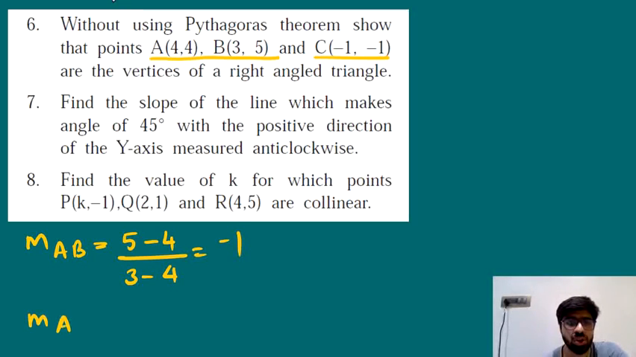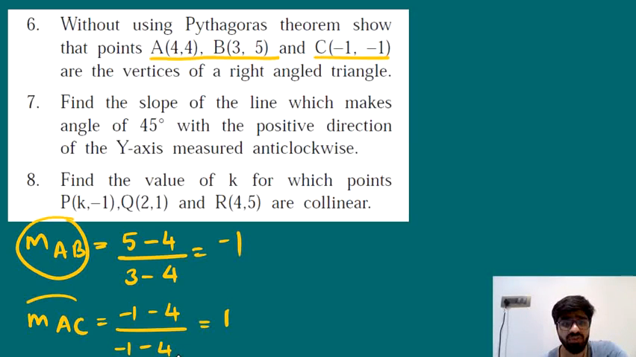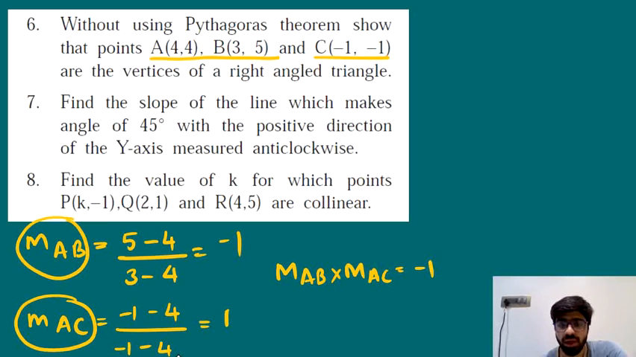Similarly, let's try to find the slope of AC. So x2, y2, x1, y1. The slope will be y2 minus y1 upon x2 minus x1. This turns out to be -5 upon -5, which is equal to 1. And yeah, you can see that slope of AB into slope of AC is equal to -1. That means that AB is perpendicular to AC.